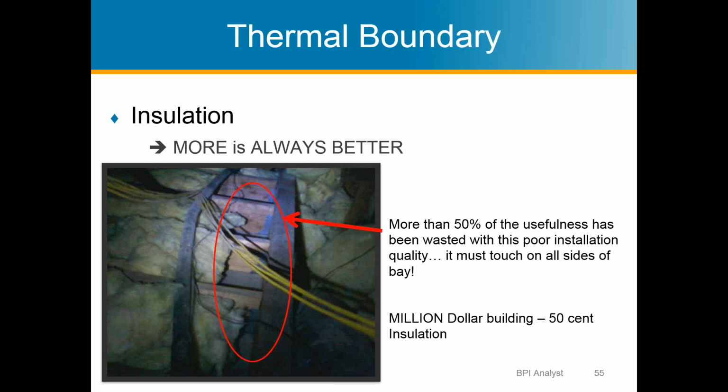This is where typically a hole would be cut in the exterior of the building, and blown-in cellulose would be blown into the wall cavities. And then that hole that was cut would be patched up.